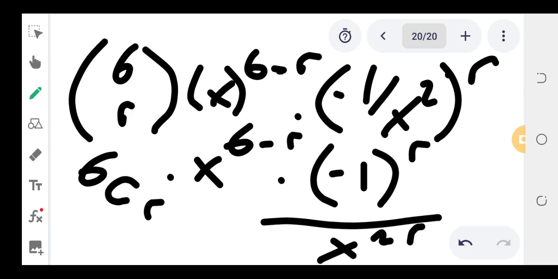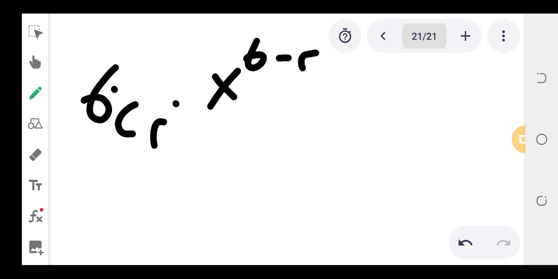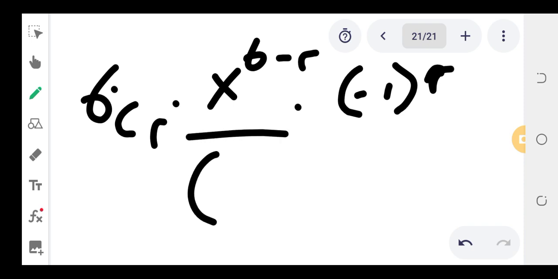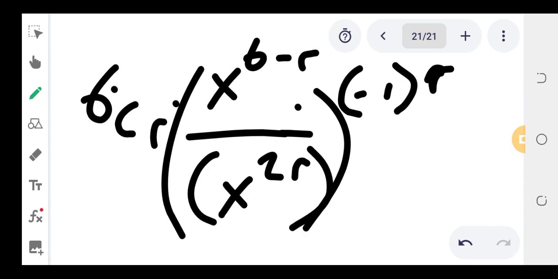So now, to come up with the independent term, let me express this mathematics very well. We have 6 choose r multiplied by x to the power 6 minus r, then a negative inside the bracket to the power r, and on the bottom I'm going to put x to the power 2r, so that we see what happens with this whole thing where x is raised to a power in terms of r.